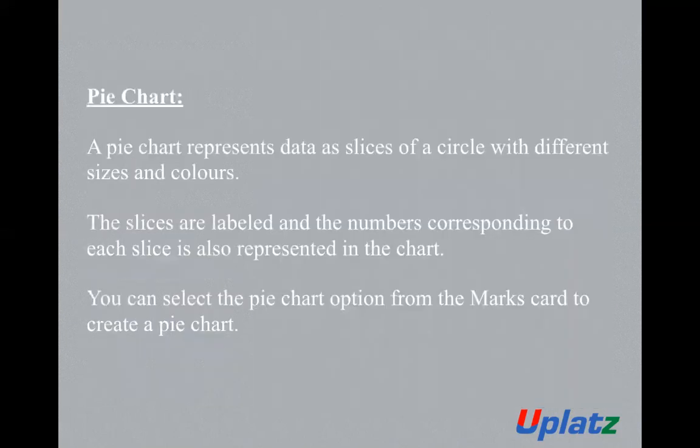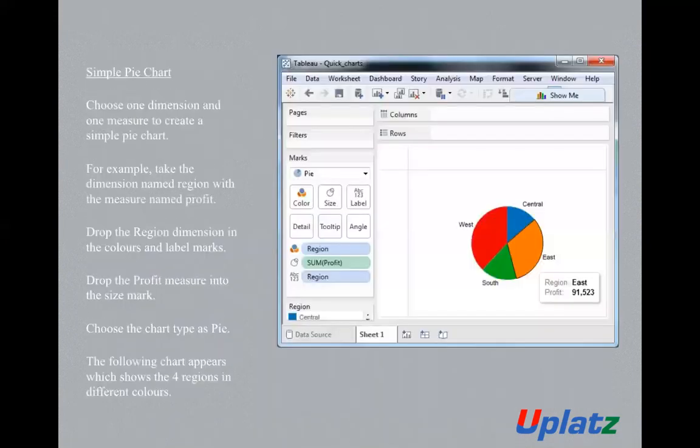The next is a pie chart. As the name says, pie, it's something in the form of a circle. You'll have your data as slices of a circle with different sizes and colors. The slices are labeled, and numbers corresponding to each slice can also be represented in the chart. You can select the pie chart option from the marks card or from the Show Me option. So this is how your pie chart looks.